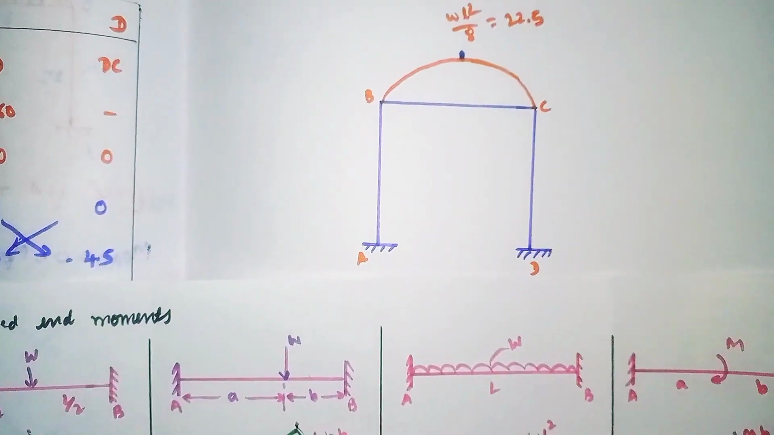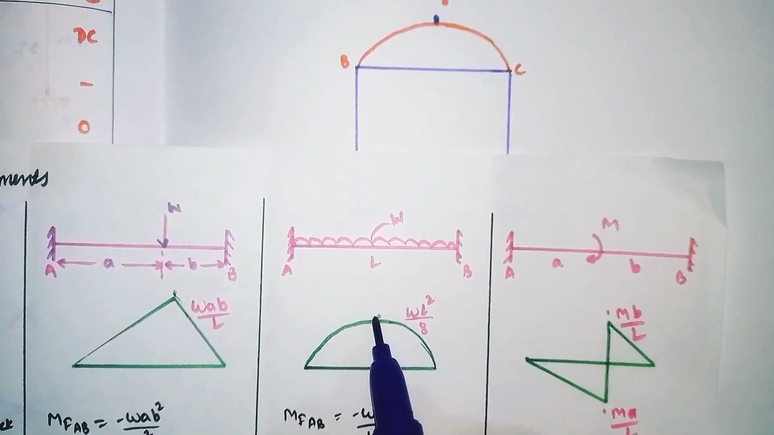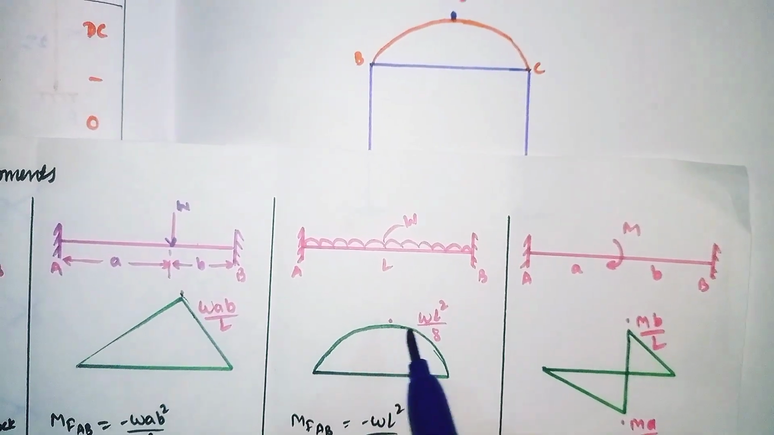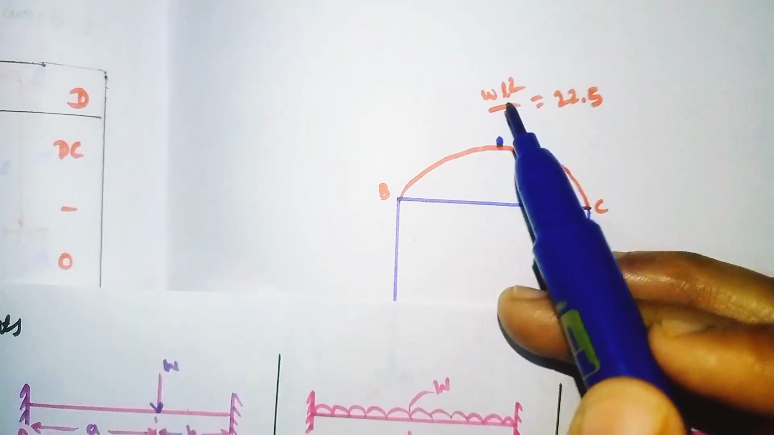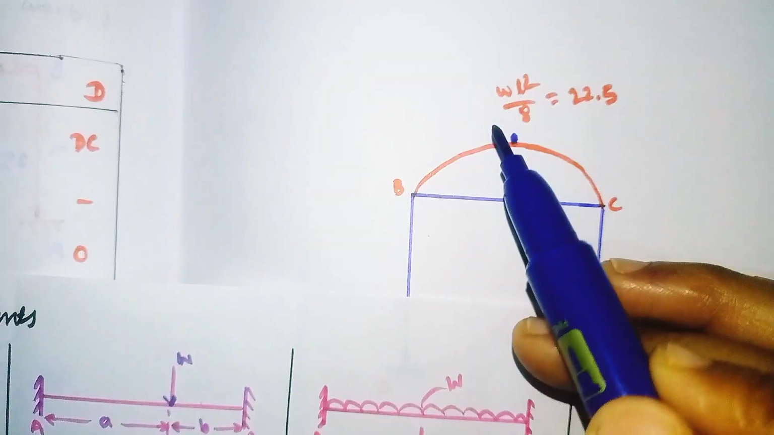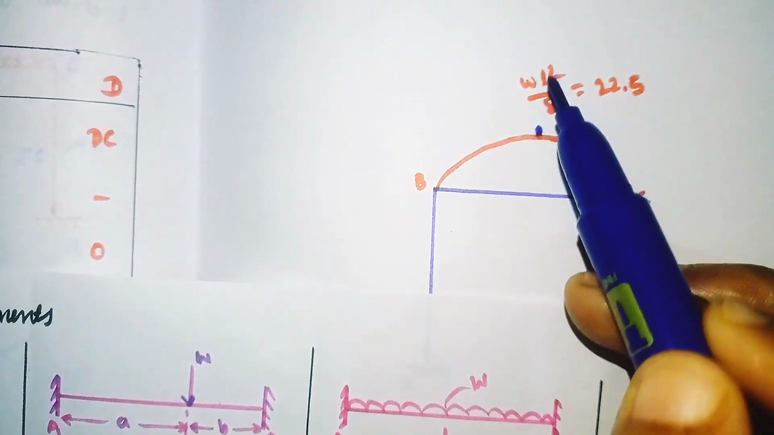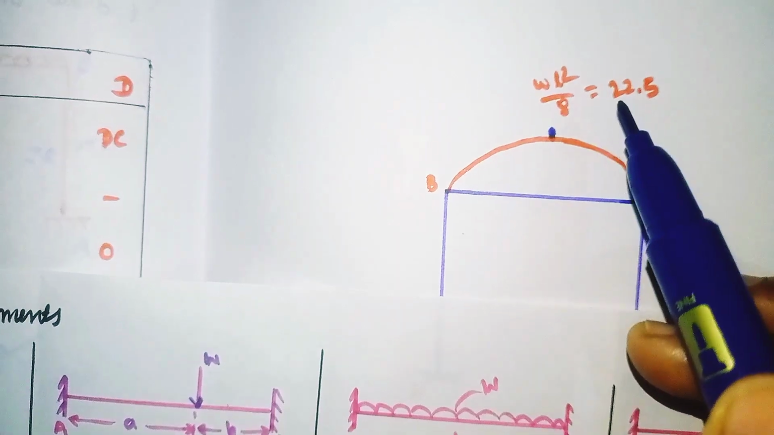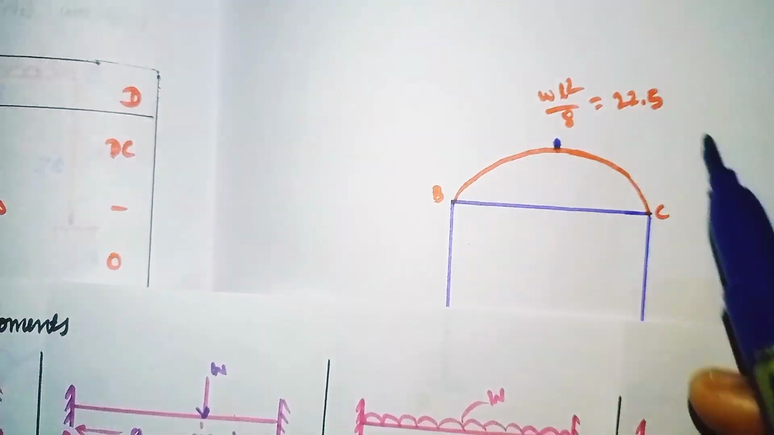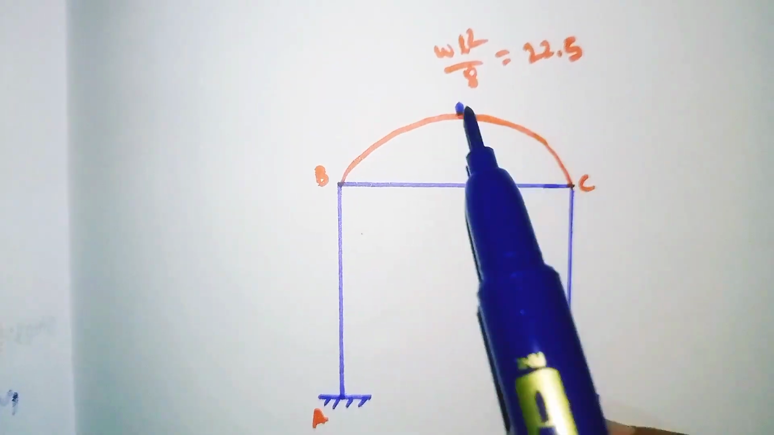So now look here, for finding the maximum height of this UDL, we need to use the formula WL square divided by 8. Our W is 0.20 and our L is 3, so 0.20 into 3 square divided by 8. If you do that, we will get the answer 22.5. So I have already calculated it.